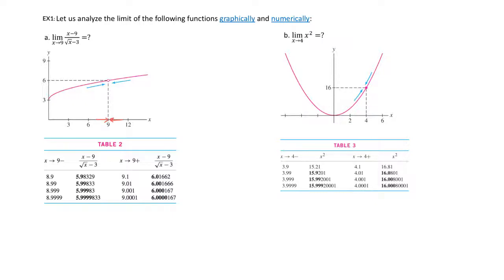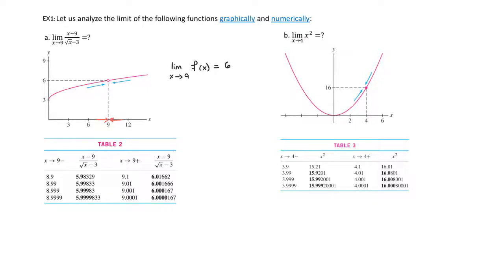And then I notice that as x approaches 9 from the left of 9, the y values are getting larger and larger and increasing towards 6. And as x approaches 9 from the right, again, I see that the y values are now getting smaller and smaller, but approaching or converging towards 6. So based on the graph, I can conclude that the limit as x approaches 9 of f of x is going to be equal to 6.